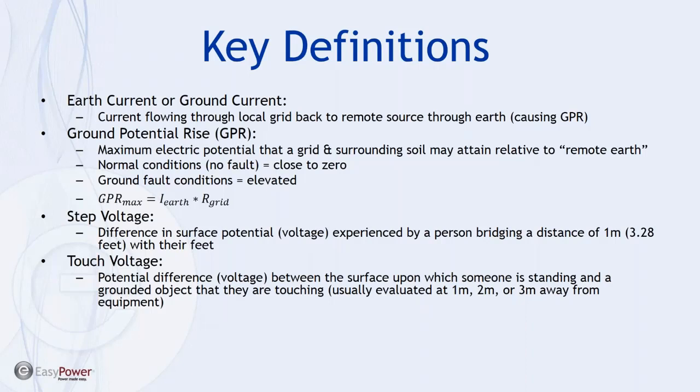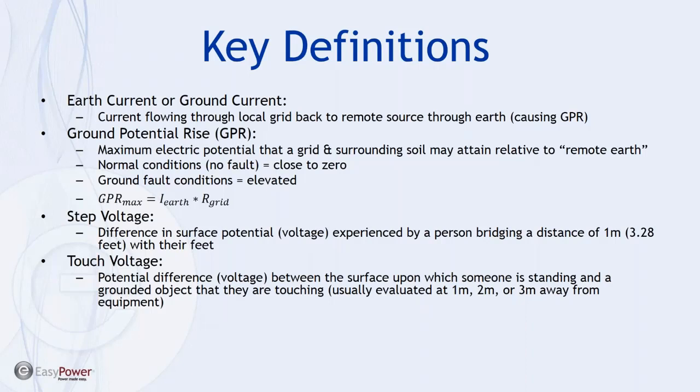It is this ground potential rise that causes our safety issues. And so ground potential rise is defined as the maximum electric potential that a grid and the surrounding soil may attain relative to remote earth. Under normal conditions, with no fault in your grid, it's close to zero, but during ground fault conditions, it can be elevated. And it's a pretty simple calculation to get maximum ground potential rise. It's defined as the earth current times the resistance of the grid. Ground potential rise can be different at different points on the grid, but the maximum calculation is quite simple.